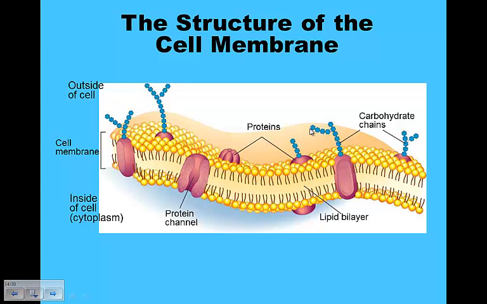And here's the carbohydrate chain. I'm sorry, the phosphate groups. Say that 3 times fast. Those are on the outside, and those are hydrophilic, water loving. And the integral proteins are on the surface of the cell membrane.